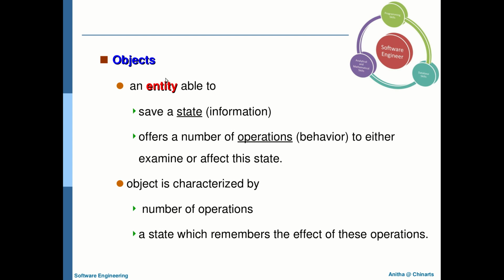Every entity will have some set of states. All these states can be tested or changed by using a number of operations. That is what an object is, and any object will be characterized by the number of operations and a state which remembers the effect of these operations. So this is a very simple definition that you can have for an object.